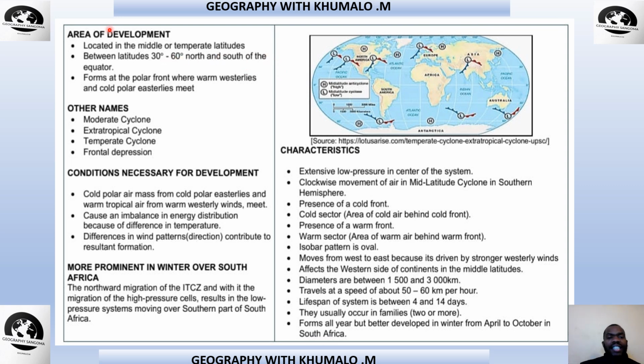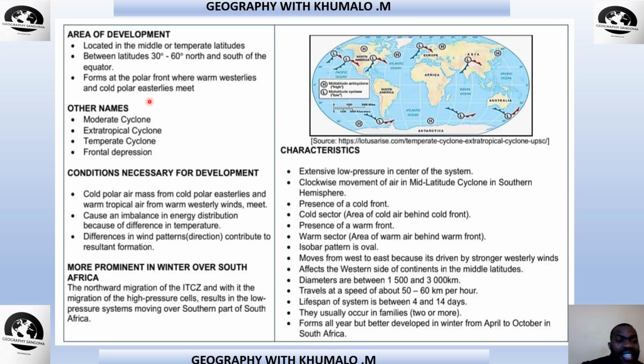What do we mean when we say 30 degrees or 60 degrees north and south of the equator? What we mean, grade 12, is that between 30 and 60 degrees in the northern hemisphere, this mid-latitude cyclone forms, and between 30 and 60 degrees in the southern hemisphere, this mid-latitude cyclone forms. They form at the polar front where warm westerlies and cold polar easterlies meet. The two air masses will meet at 60 degrees north and south of the equator, and they will form a polar front when those two air masses move parallel to each other.